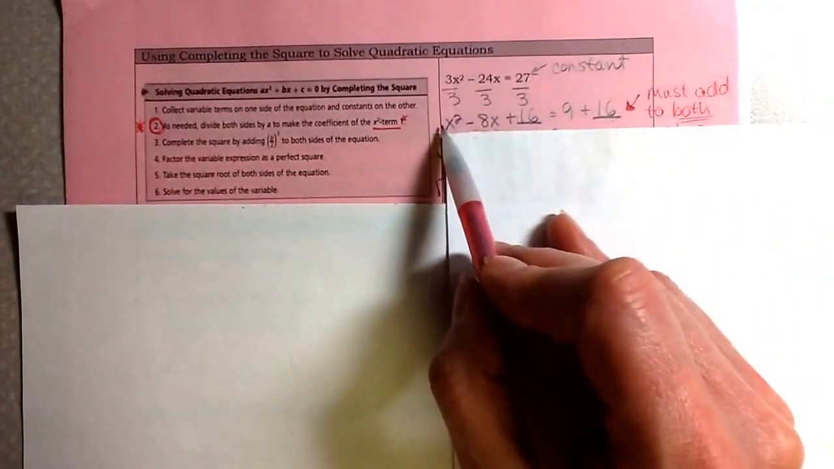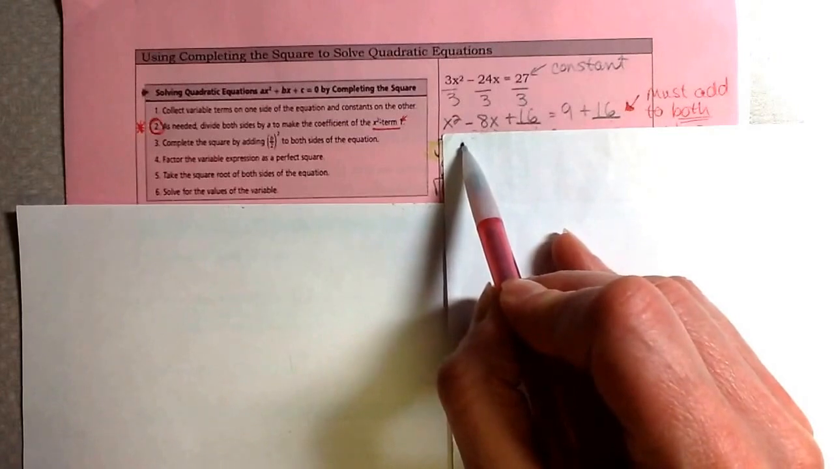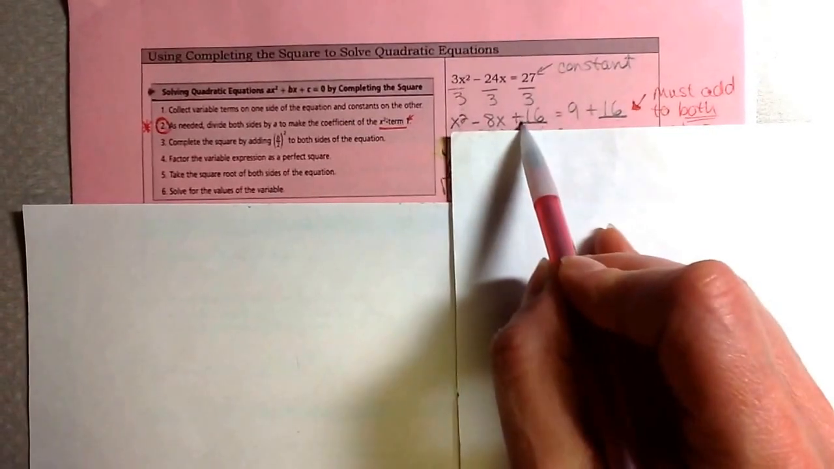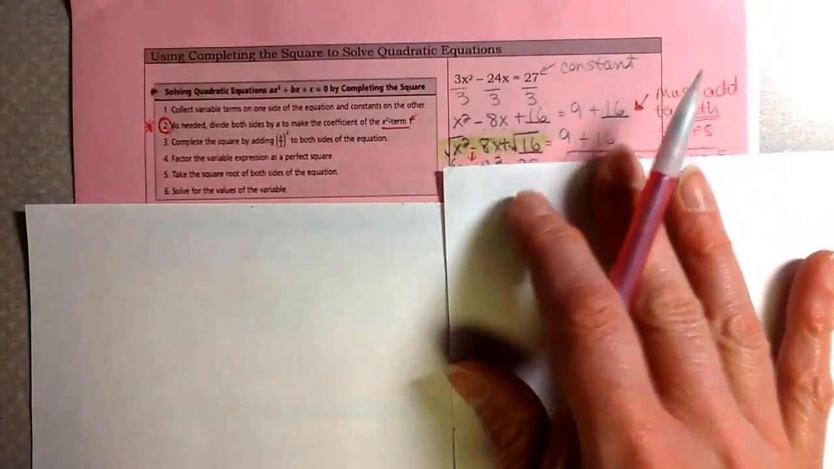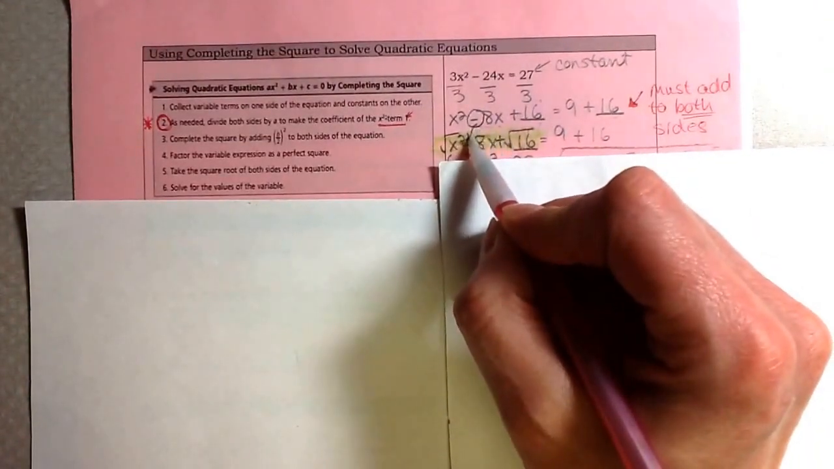All right, now what we're going to do, we're going to factor this as a perfect square trinomial. So I take the square root of this and the square root of this, and always take the first sign. So that's going to come down here.